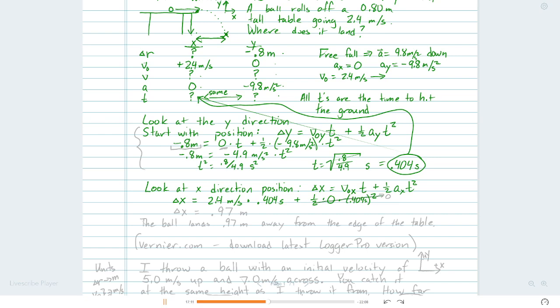So this last piece goes away, and I'm left with delta x is 2.4 times 0.404, which gives me 0.97 meters. This one I'm rounding off at 2 digits, so it matches all my other stuff. And so this tells me the ball lands 0.97 meters away from the edge of the table.